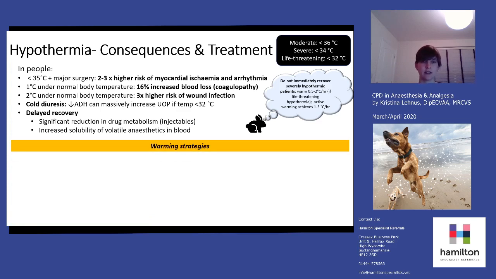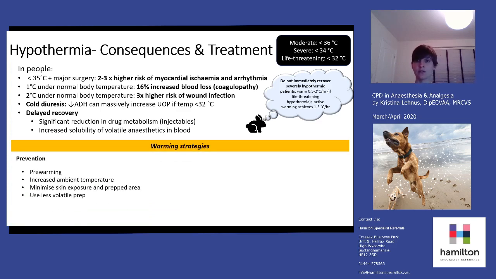So warming strategies include prevention is cure, which is true for most things, I guess. If you pre-warm the animal, that can help, particularly if it's going into a cold environment like ultrasound, CT, MRI. You can increase the ambient temperature, that's particularly used in operating theatres. You can minimize the amount of skin exposure with the clip and the prepped area, and you can avoid using really high ethanol preps, which are very volatile and therefore take a lot of the latent heat of vaporization off the animal, so cool it very quickly.